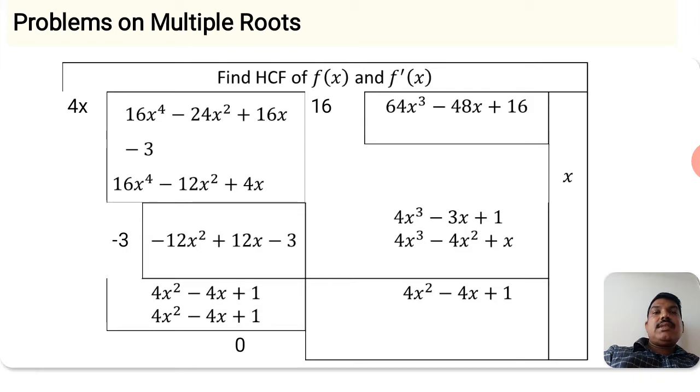So 16x to the power of 4 is there, and we multiply by 4x square. Therefore 16x to the power of 4, then 3x into 4x square is 12x cube, and 1 into 4x square is 4x square. Then for subtracting, we have to cancel the highest power of x.